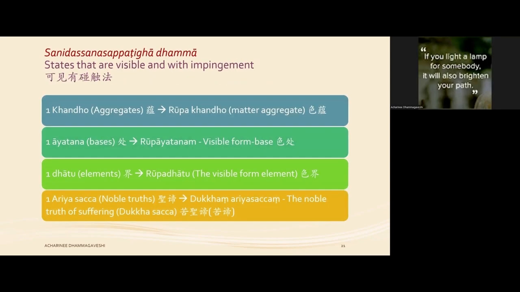So this is classified under one aggregate, one Khandha, which is Rūpakkhandha, matter aggregate. One Ayatana, Rūpāyatana, visible form base. One Dhatu, Rūpa Dhatu, the visible form element. And one Arya Satya, which is Dukkha Satya.